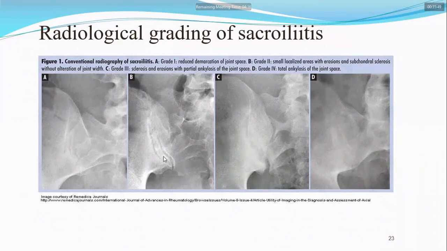In number 2, you can see some dots in the edges. These are the localized erosion and subchondral sclerosis, the white part. And in 3, you can see the partial fusion. This part is partially fused, and these are slightly normal. These are fused. And in 4, in grade 4, all are fused.